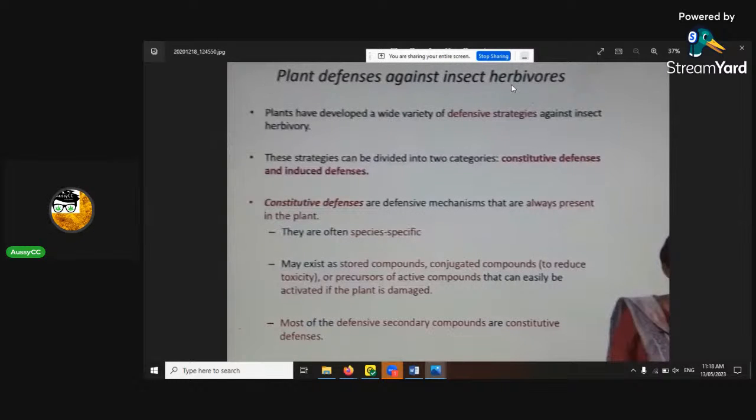Plant defenses against insect herbivores. Plants have developed a wide variety of defense strategies against insect herbivores. There are two types of strategies, constitutive and induced. The constitutive defenses may be stored compounds in the plants or precursors of active compounds that can easily be triggered.